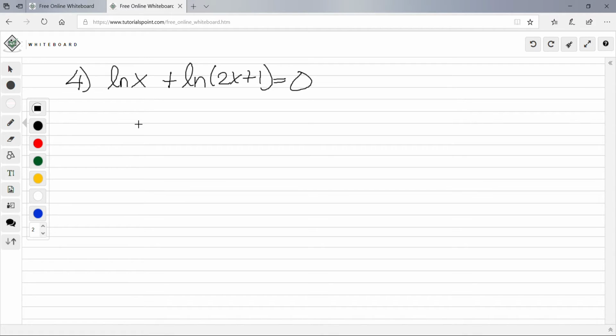So let's simplify the left. So this should be ln, and then we're going to multiply because we're really adding. So it's going to be x times 2x plus 1 equals 0. And then we can simplify, so this should be ln of 2x squared plus x.